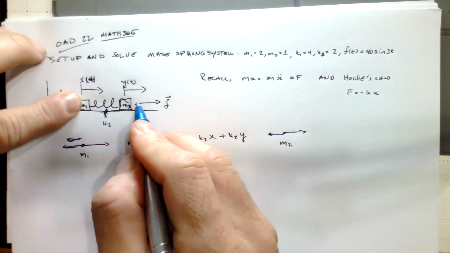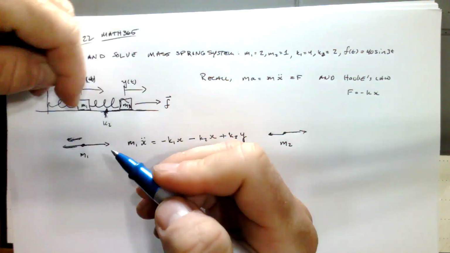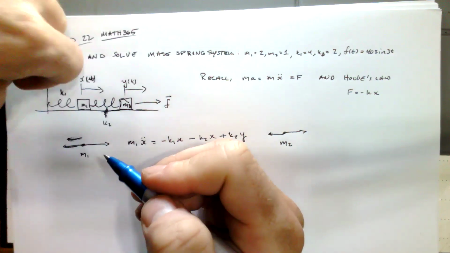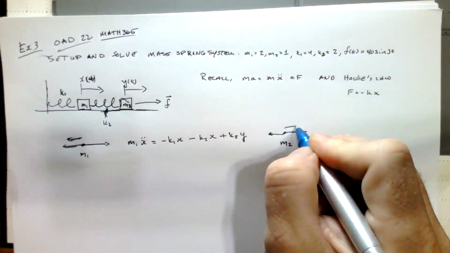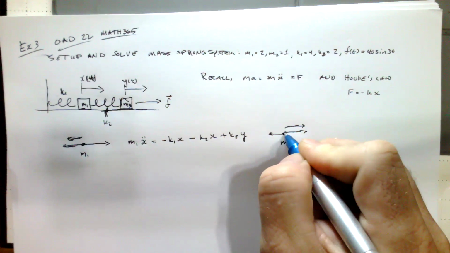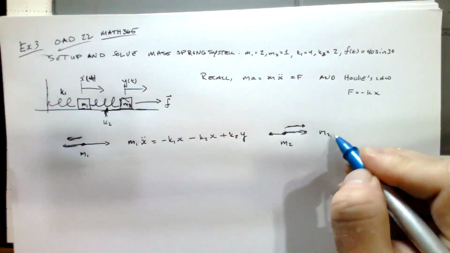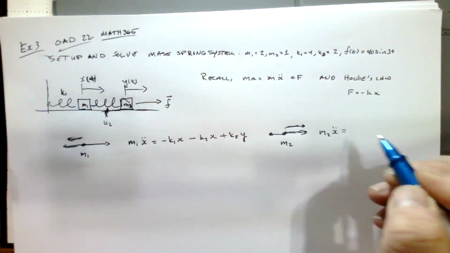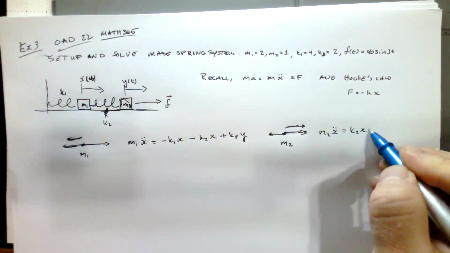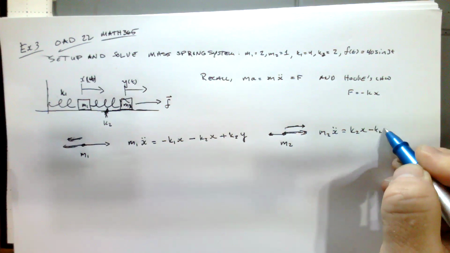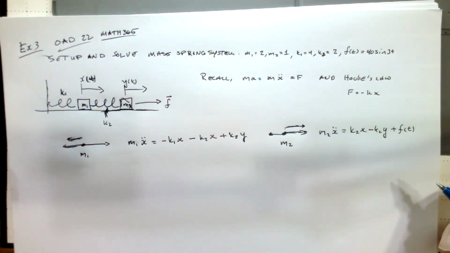Then also, if this one gets pulled by the pulling force, that's going to move M1. And so that's going to start a motion that way, but then this results in a pulling force back in the other direction. So you're going to see this combination of forces acting on M2 here. And so for M2, its equation of motion is going to be written as K2x minus K2y plus the initial driving force F of t.